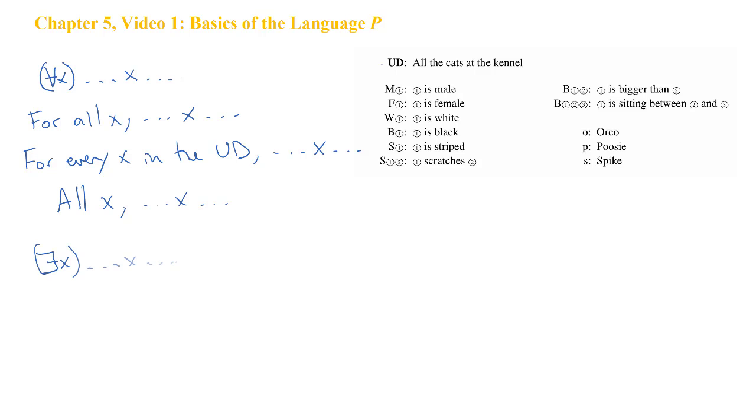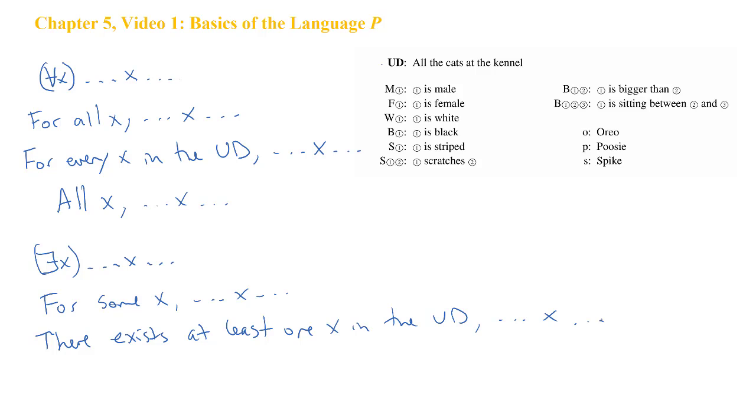Similarly, for the existential, we have for some x, something about that x. And by some, what we mean is at least one. So we should always think of some here as there exists at least one x in the universe of discourse such that that x something something. We'll fill in those blanks later. And here you can see why it's called the existential quantifier, because with that upside down E, we actually assert the existence of at least one thing.